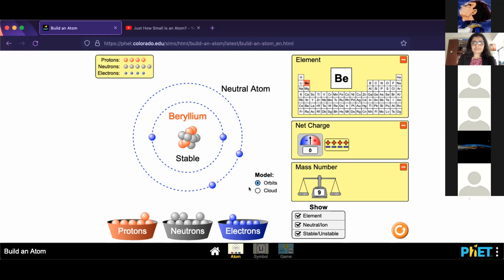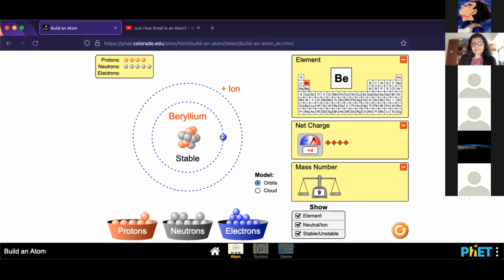Ma'am, is it necessary that the element or compound should have equal number of protons and electrons? Neutral atom, yes. That's why you see that this is stable. If I remove 2, then it becomes an ion. You can see that it's an ion and net charge is +2. Still it is stable because it is completely full.